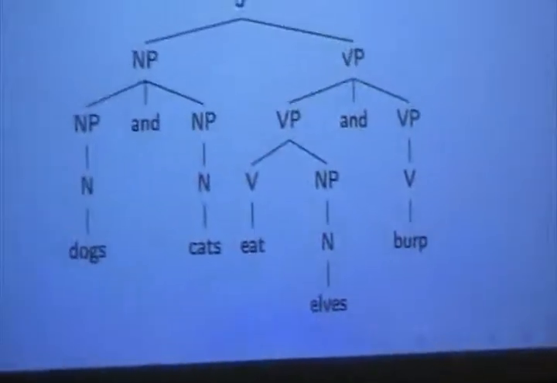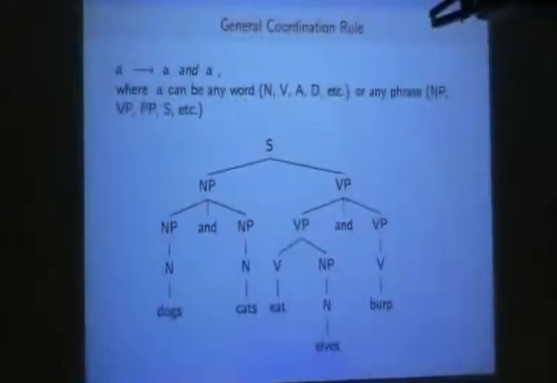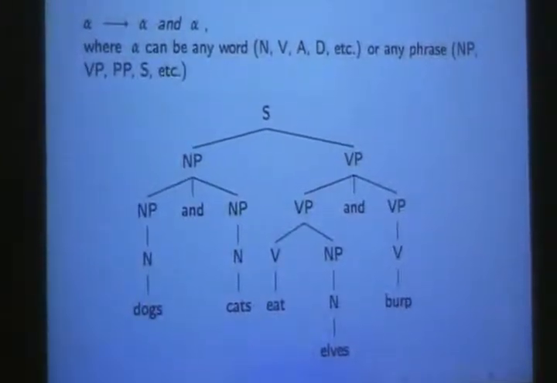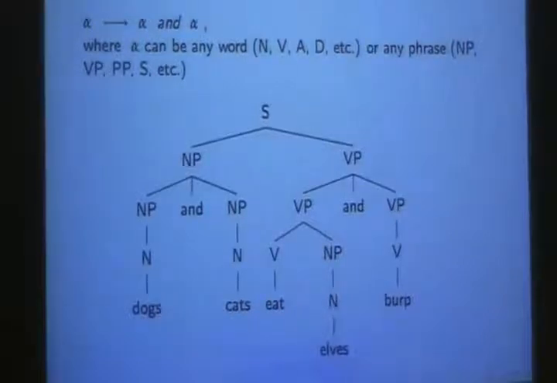And I'll record that if I could only find my clicker. By writing this rule. Okay. So this rule says anything, so think of this alpha as a variable ranging over anything, a word, a phrase of any kind. Anything can be two other of those very same things with and in between. So here's an example of that working for noun phrases and verb phrases. Is it clear? So this is kind of like a meta rule, a rule of rules, a rule that describes a whole class of rules. And these things are called coordinations. And the word and is called conjunction.